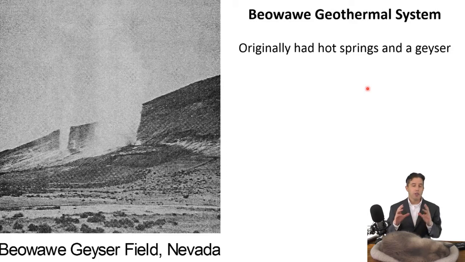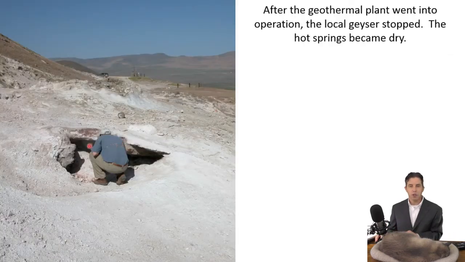And before they started that power plant, there was a geyser field out there in Nevada, Beowawe Geyser Field. So kind of like Old Faithful, just not as famous. And it would shoot off hot water, and there was hot springs around, kind of like I showed you in that last picture. Well, after they started the geothermal power plant and they started extracting hot water out of the ground, one of the first things that happened is the geysers stopped and then the hot springs dried up. So here's a place that used to have hot springs and there's nothing there anymore.